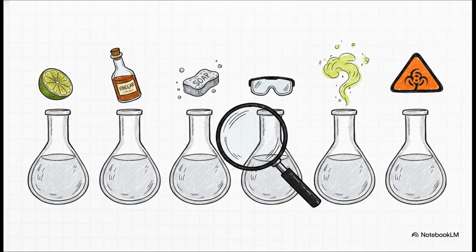We've got everyday household items you probably have in your kitchen right now, like lime juice, vinegar, maybe some soap solution. But we've also got some heavy-hitting lab chemicals in the mix: dilute hydrochloric acid, dilute sulfuric acid, and dilute sodium hydroxide. To the naked eye, they all look suspiciously similar. So our mission is to sort them out into their proper scientific categories.